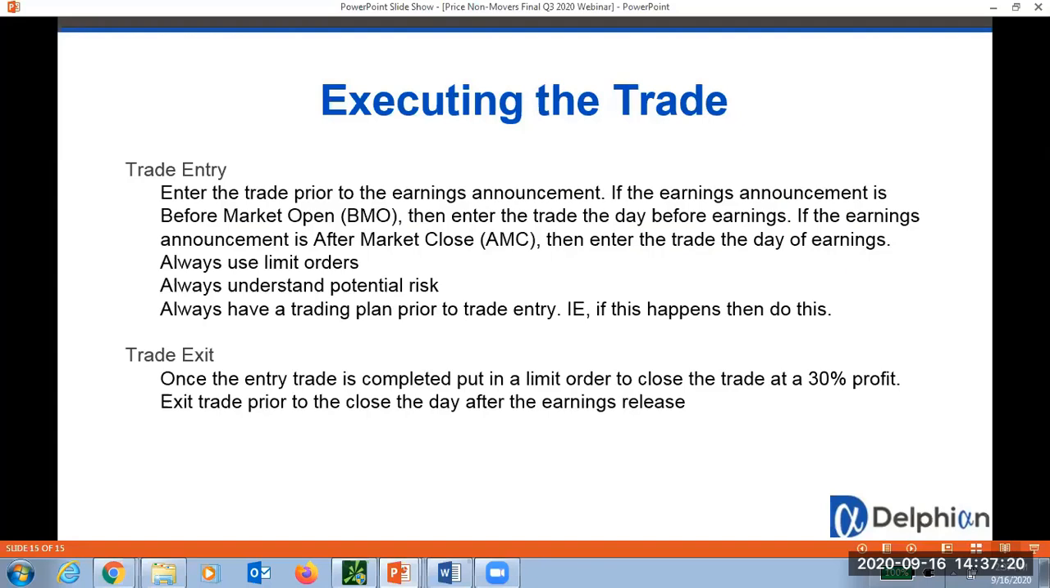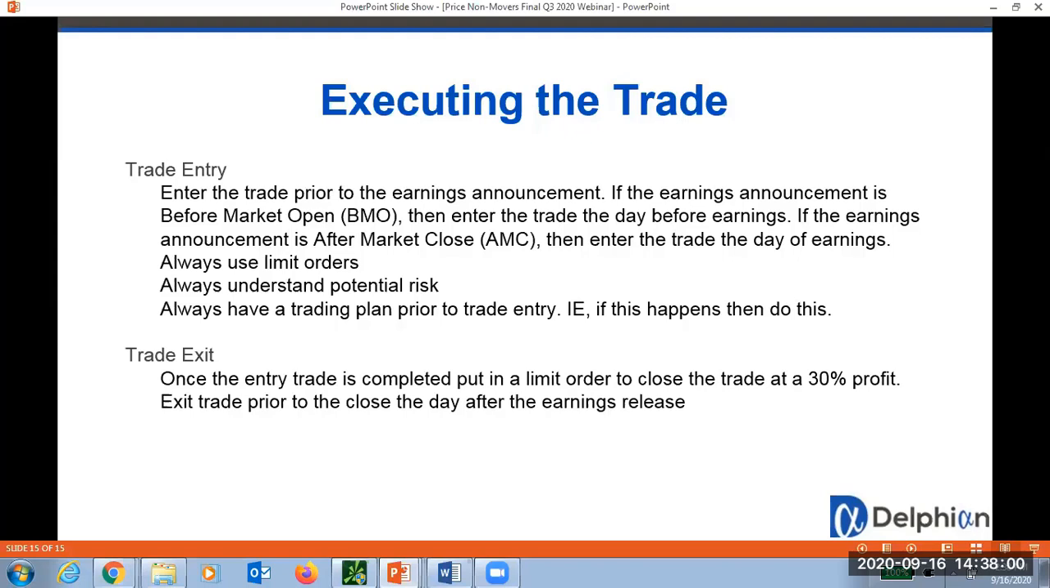Executing the trade for this, Josh had mentioned it earlier as well. Enter the trade prior to the earnings announcement. Just make sure you're looking out for before market open or after the market closes. With these straddles, short straddles especially, I'm always going to use limit orders. Obviously, if I'm using a short straddle or a short strangle or any short option by itself, I always want to make sure I'm understanding my potential risk. Because if you're selling calls, your risk in theory is unlimited to the upside. Selling puts, the stock can only drop to zero, but still, depending on the price of the stock, that risk could be substantial. So always have an understanding of what the risk is.